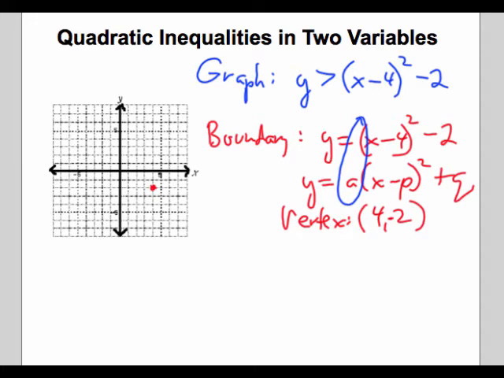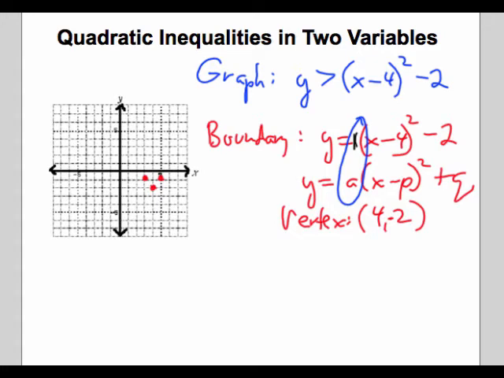And since our stretching value is 1, it means that if we go over 1 unit on each side horizontally from the vertex, we go up 1 unit. So our boundary will be a parabola opening up through those points.